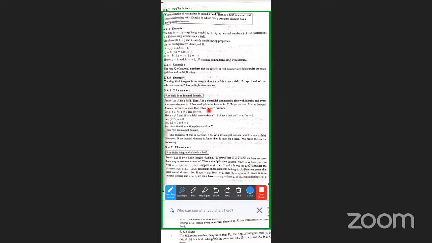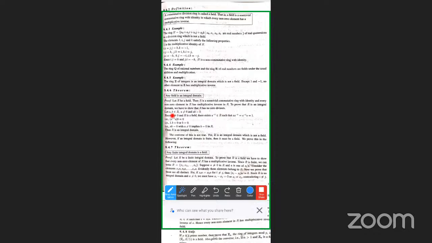Now we have to show that R has no zero divisors. There is a difference between an integral domain and a field. An integral domain has no zero divisors. So we have to show that R has no zero divisors.